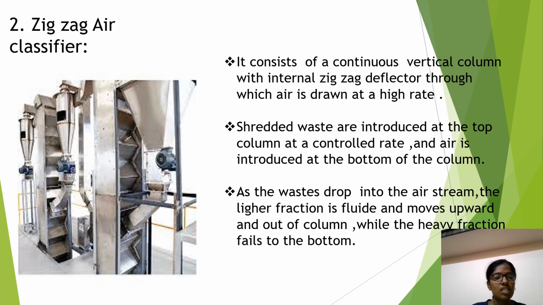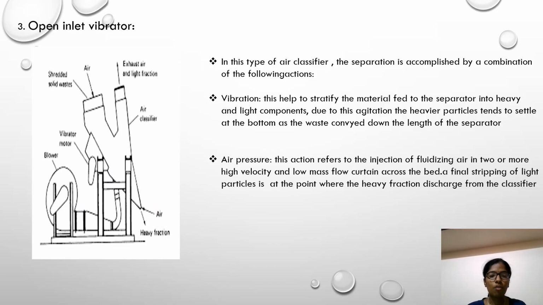Now let us discuss the zigzag air classifier. It consists of a continuous vertical column with internal zigzag deflectors through which air is drawn at a high rate. Shredded waste is introduced at the top of the column at a controlled rate and the air is introduced at the bottom of the column. As the waste drops into the airstream, the lighter fraction is fluidized and moves upward out of the column while the heavier fraction falls.